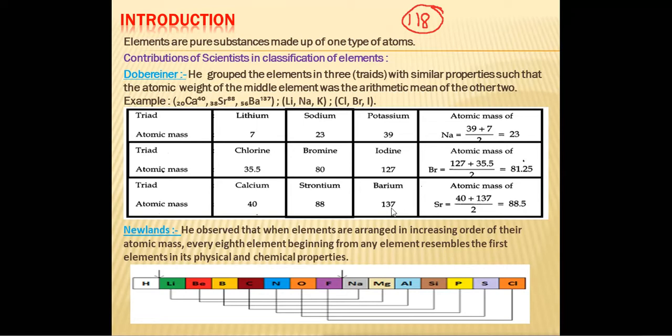Likewise for calcium and barium, if we take the sum and divide it by 2, means we take the mean, the average of these two, then we'll get 88.5. That is the atomic weight of strontium. That will be equal to the atomic weight of strontium.